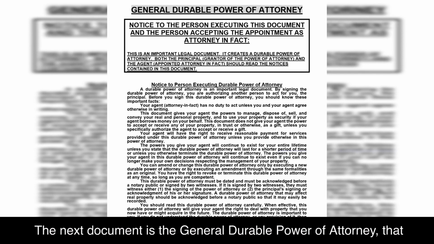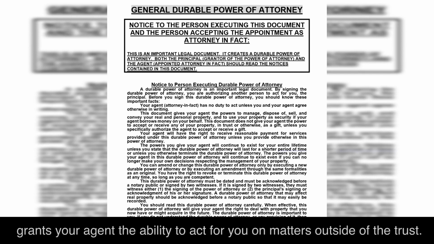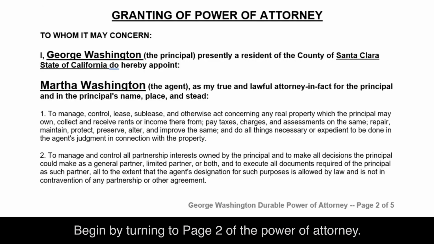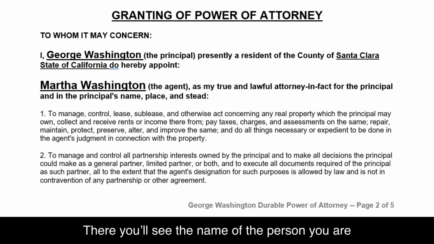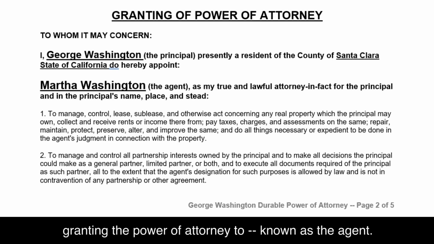The next document is the general durable power of attorney that grants your agent the ability to act for you on matters outside of the trust. Begin by turning to page 2 of the power of attorney. There you'll see the name of the person you are granting the power of attorney to, known as the agent.